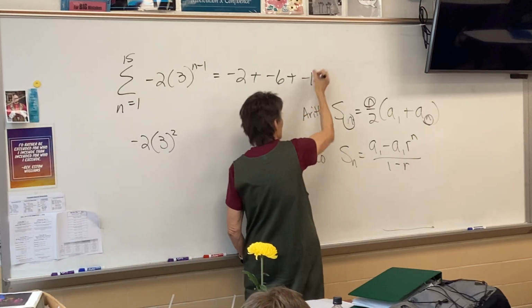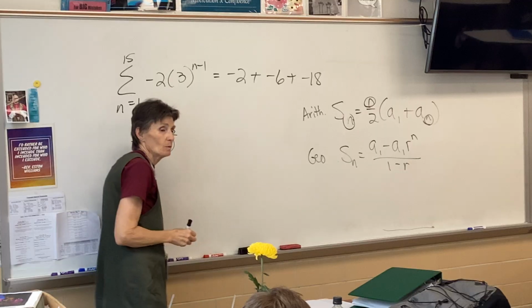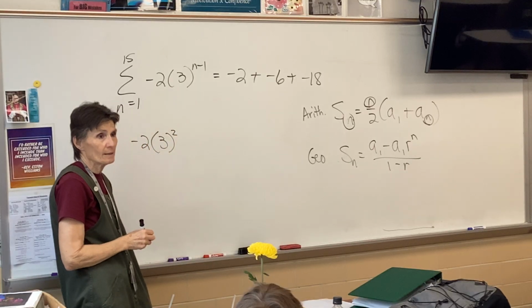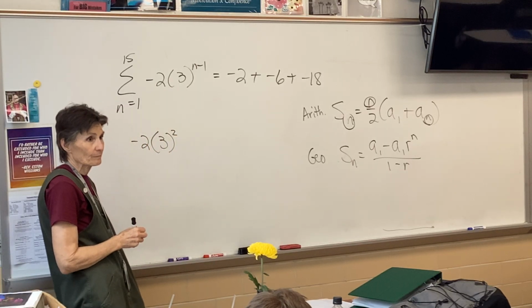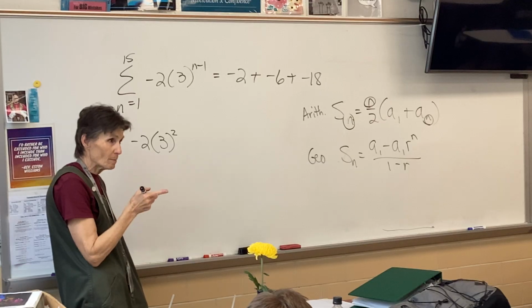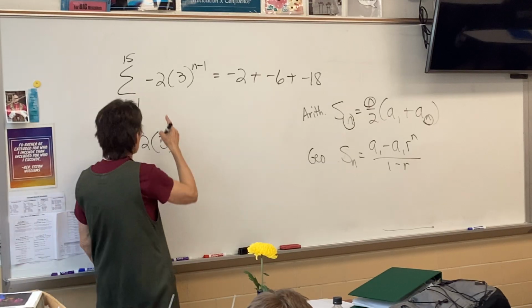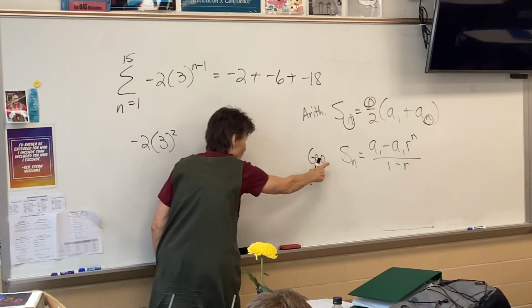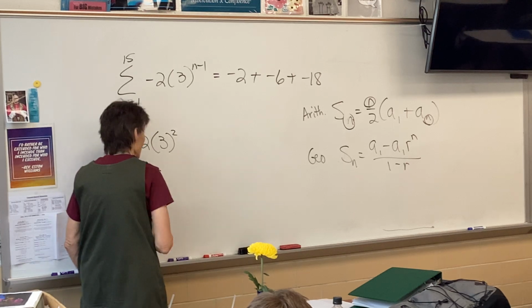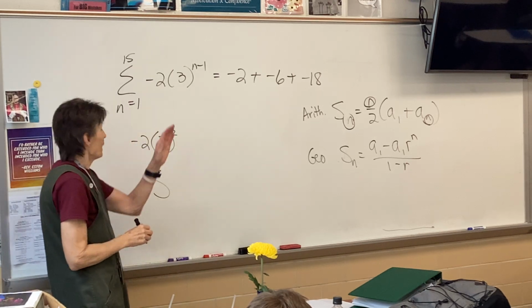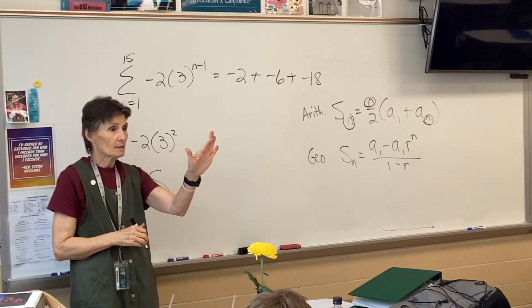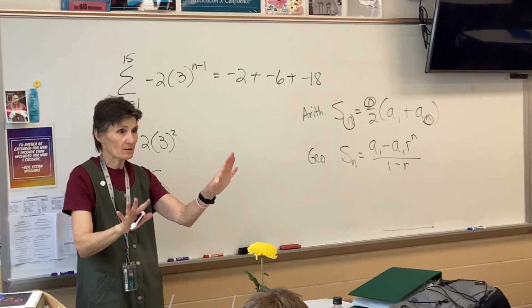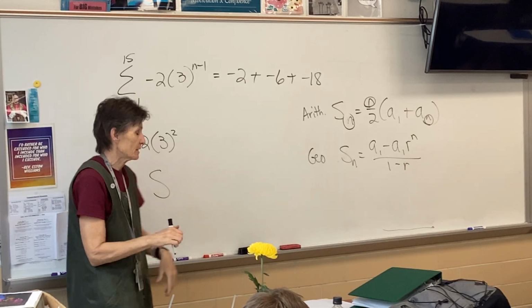Is that enough for you to see what's going on? Yes. We are multiplying by 3, which means it's geometric. Which means if I'm gonna add it up, I'm gonna use that formula right there. Now, how many am I adding up? I'm starting with 1 and counting all the way to 15. So how many is that? 15.